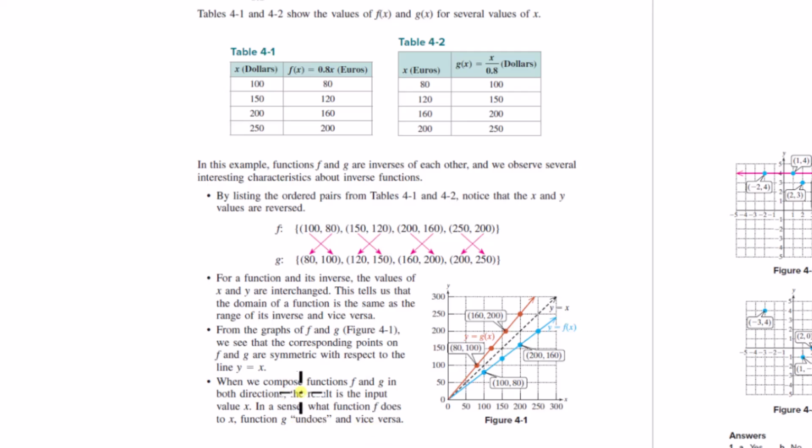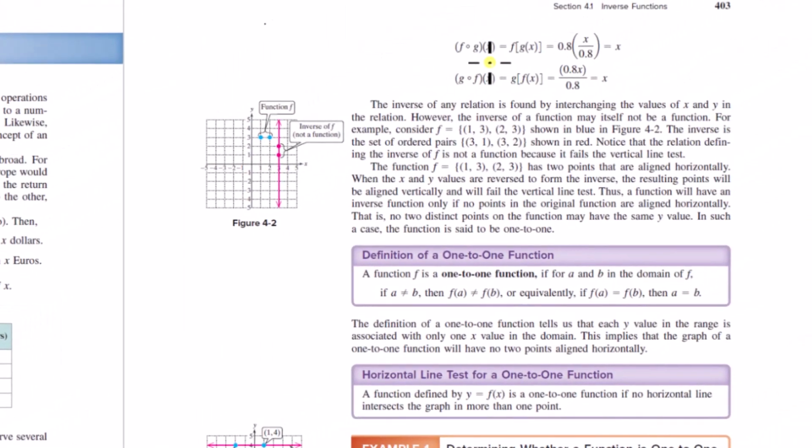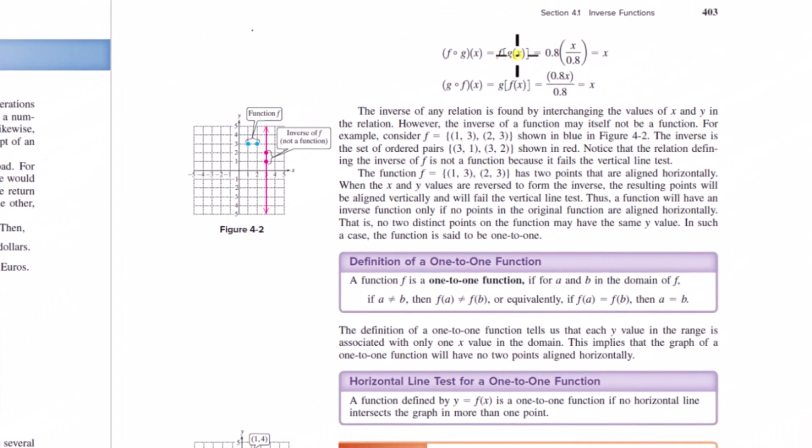So it says we're going to compose functions f and g. So the composition of functions, right? Remember f of g of x. So if we come here, f of g of x is equal to, that's f of g of x, right? It's 0.8 times g of x, so the result is x. G of f of x gives you the same result, x.